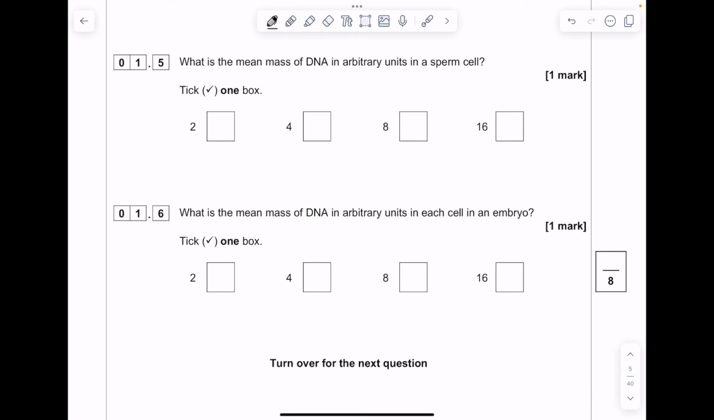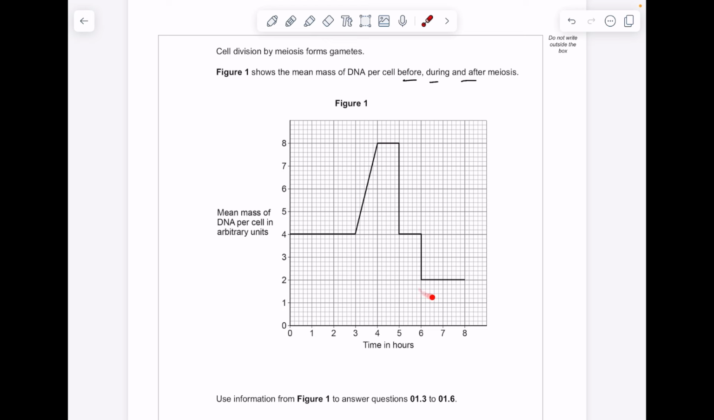What is the mean mass of DNA in arbitrary units in a sperm cell? So after meiosis has taken place, we've formed our sperm cell. So that's why the mean mass of DNA is 2.